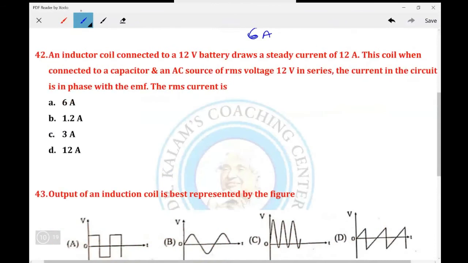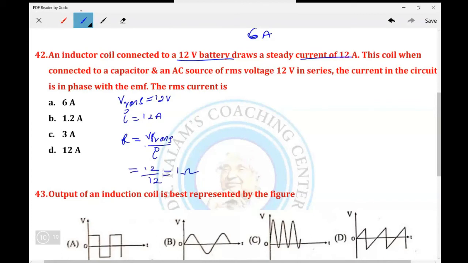An inductor coil is connected to a 12 volt battery. So you are connecting an inductor coil to a 12 volt battery, and it draws a steady current of 12 amperes. Here you have V is equal to 12 volt and the current drawn is 12 amperes. Done. Now you can find out the resistance. Resistance is given by V by I, so that is 12 by 12, which is 1 ohm.